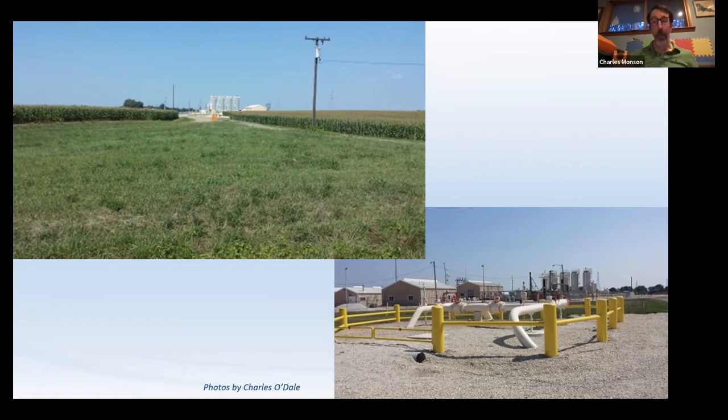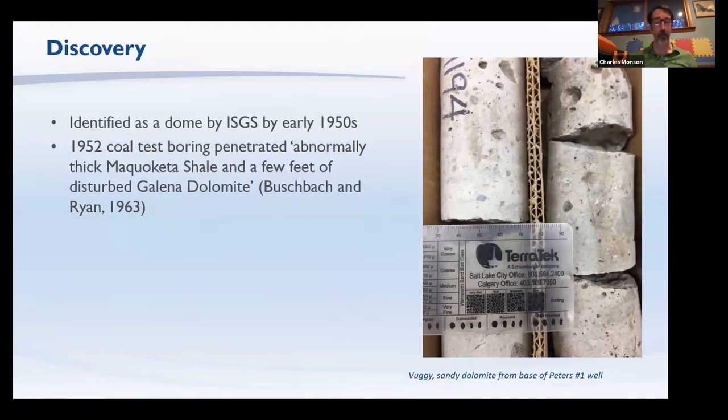So how do we know about it if it's completely buried under farmland? Well, it goes back to the middle of the last century. A dome at that location was identified by Illinois State Survey geologists just in the course of regular geologic mapping in the late 40s, early 50s.